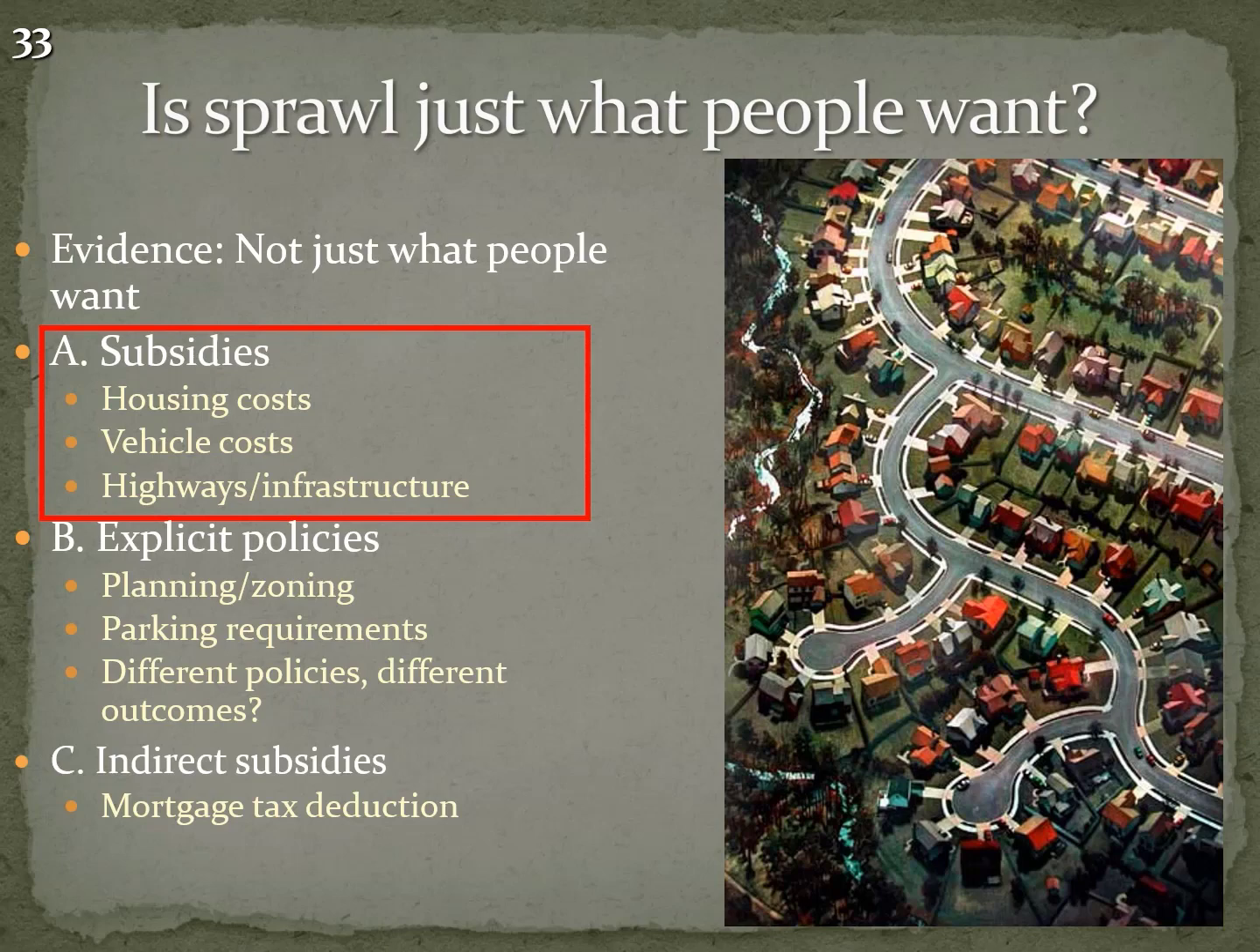They also don't pay the full cost of driving to the suburbs or using the infrastructure that has to reach all the way out there. There's also explicit policies, planning and zoning and parking requirements that made urban living more expensive and suburban living cheaper, which also incentivizes sprawl. And so if we created different policies, would we therefore have different outcomes? And so we'll look at some alternatives as well, possible solutions. And then one last example of the mortgage income tax deduction we'll talk about when we get to it.